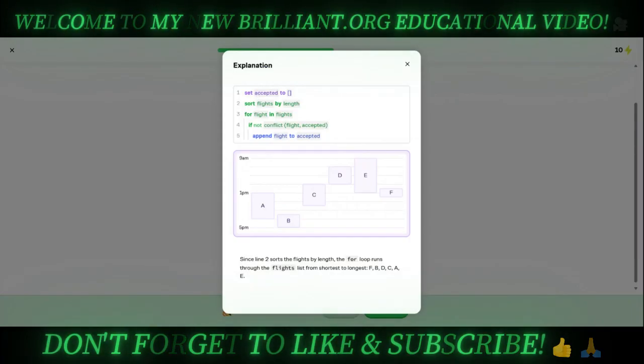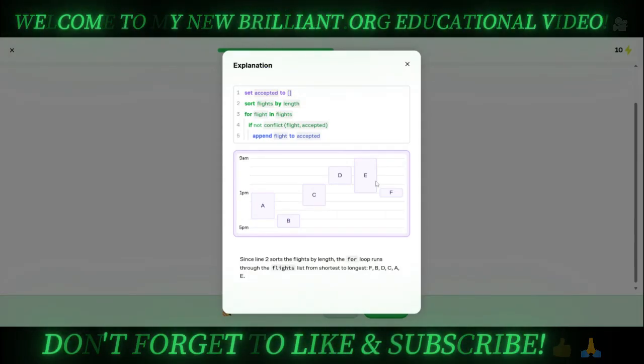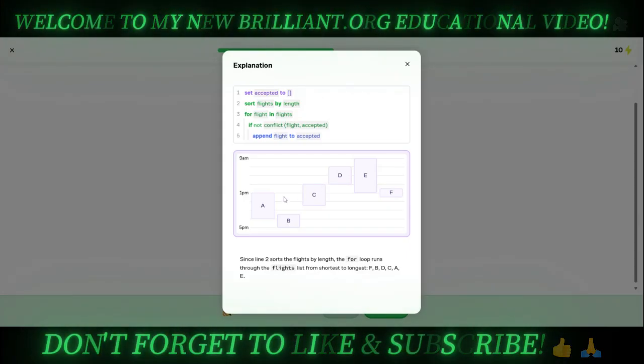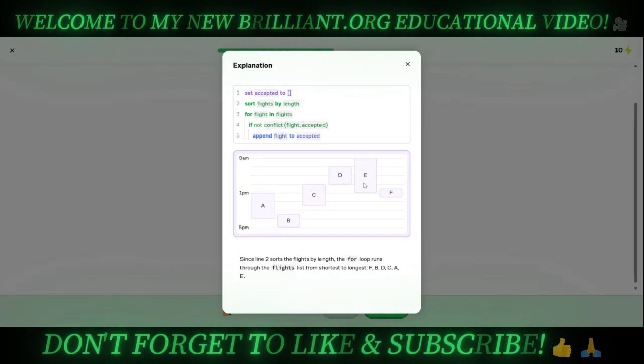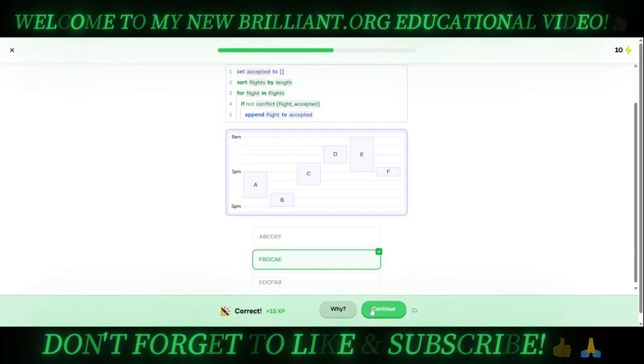That's right. The explanation tells us that since line 2 sorts the flights by length, the for loop runs through the flights list from shortest to longest, ascending order. F comes first since it's the shortest of all six, then followed by B, D, C, A, finally the longest one being E. Okay, simple problem, isn't it? Continue.